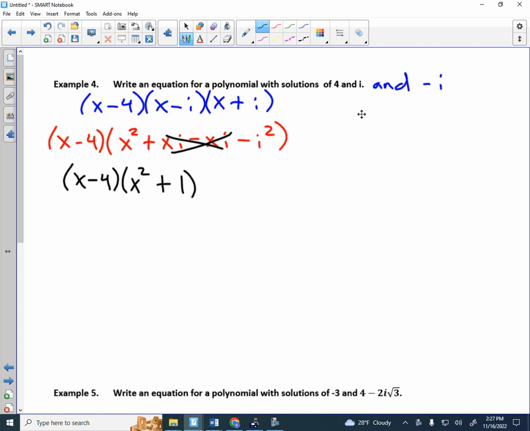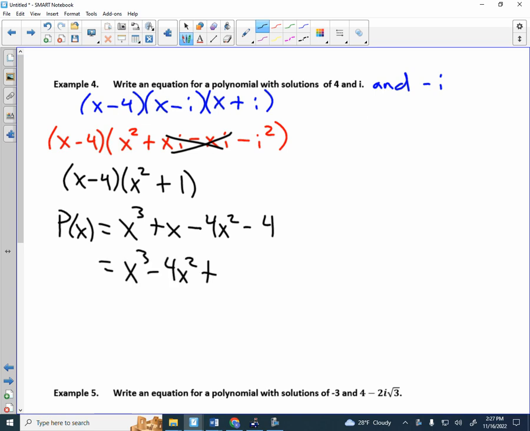So let's multiply. P of x is equal to x times x squared is x cubed. And x times 1 is x. Negative 4 times x squared is negative 4x squared. And negative 4 times 1 is negative 4. It should be written in descending order. So x cubed minus 4x squared plus x minus 4. That is your polynomial.